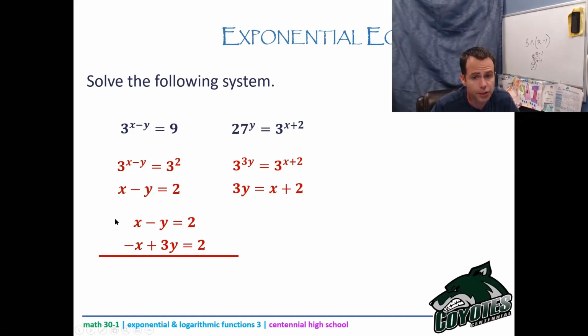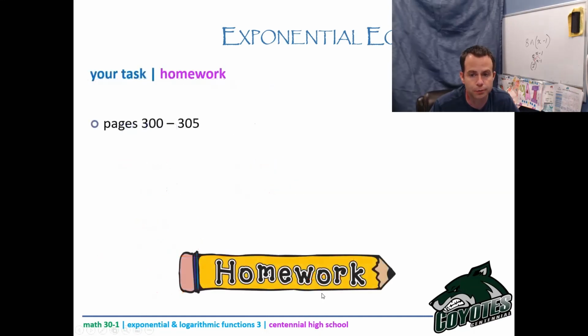Now, I can actually get rid of my x's. I can eliminate my x's by adding here because one's positive and one's negative. If I add that column, they're gone. Negative y plus 3y would give me 2y, and 2 plus 2 gives me 4. Divide by 2, and I know that y is 2. I take that information, plug it back into one of my original equations. So I took my x minus y equals 2, plugged in my y equals 2. That's where I got my x minus 2 equals 2, add 2 to both sides, and x equals 4. So the solution to the system, x is 4 and y is 2.